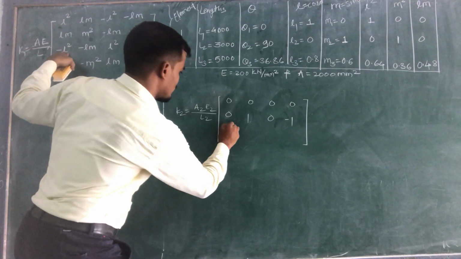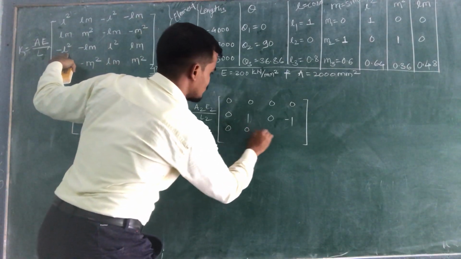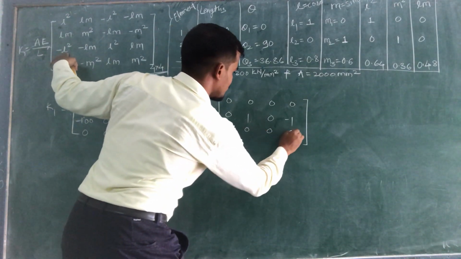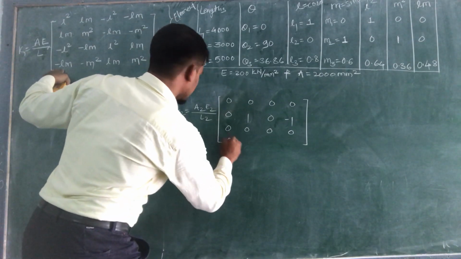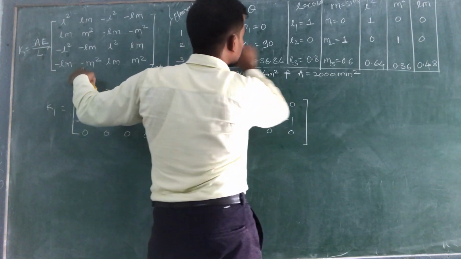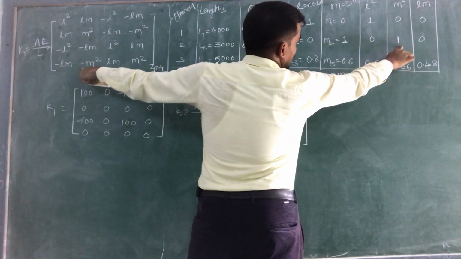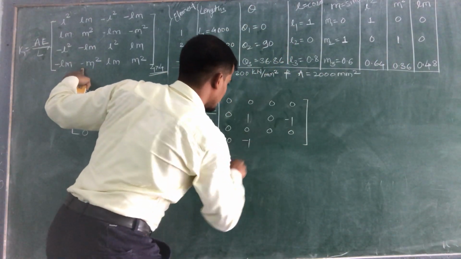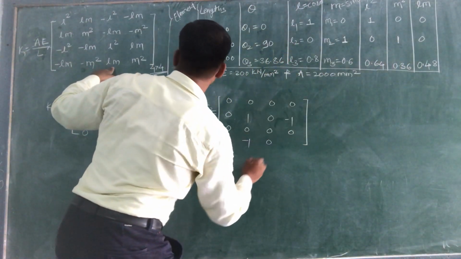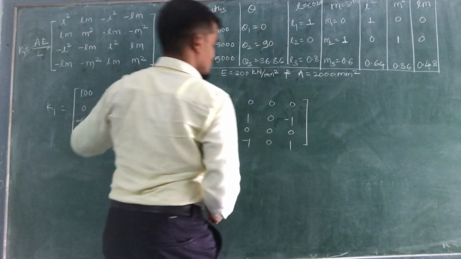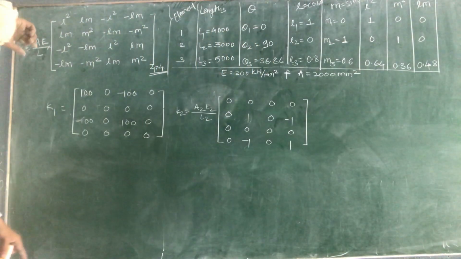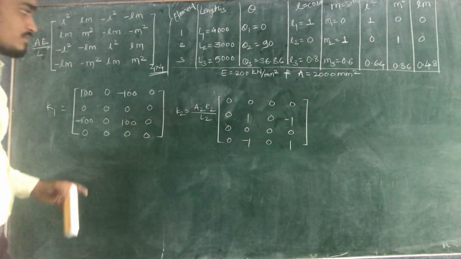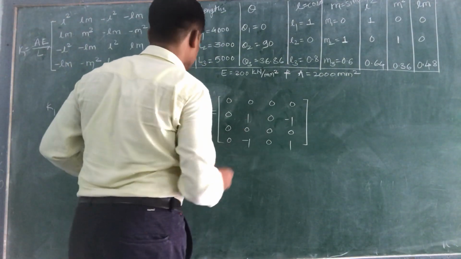Then L square 0, Lm is also 0. L square is also 0, Lm is also 0. Minus Lm is 0, minus M square, minus M square is 1, so it will become minus 1. Then 0, then M square. In this way we can determine the second elemental stiffness matrix.